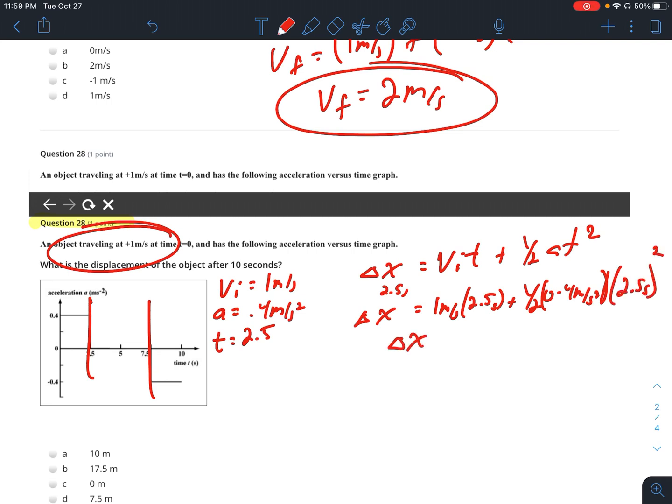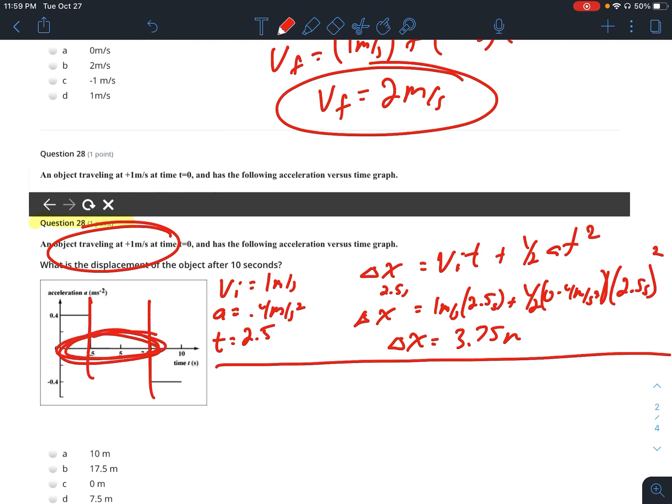Plug that into a calculator, and I get... right, just double check my math. 0.75 meters. So that's just the first of 3 different portions.